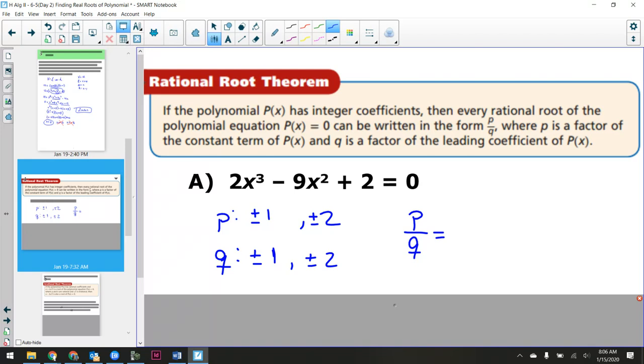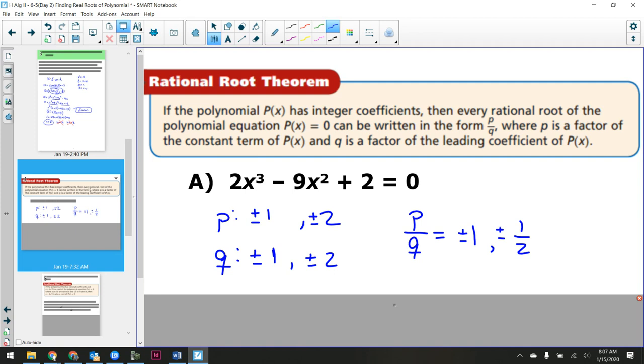Okay, +1 divided by +1. -1 divided by +1, negative. So I get ±1 as my P over Q list. And then we could take +1 divided by +2, 1/2. I could take -1 divided by +2, -1/2. So I could take +1 divided by +1, -1 divided by +1, +1 divided by +2, -1 divided by +2, and I would get ±1 and ±1/2.